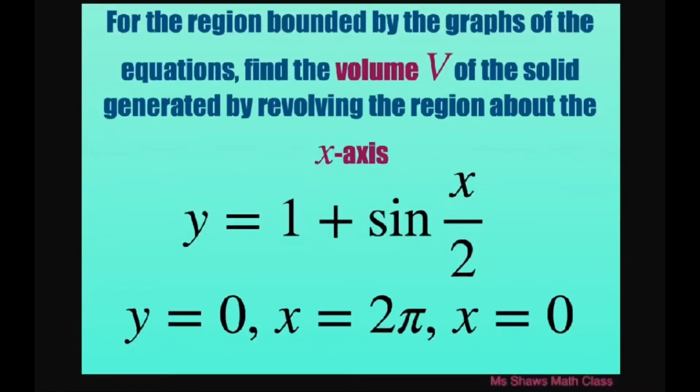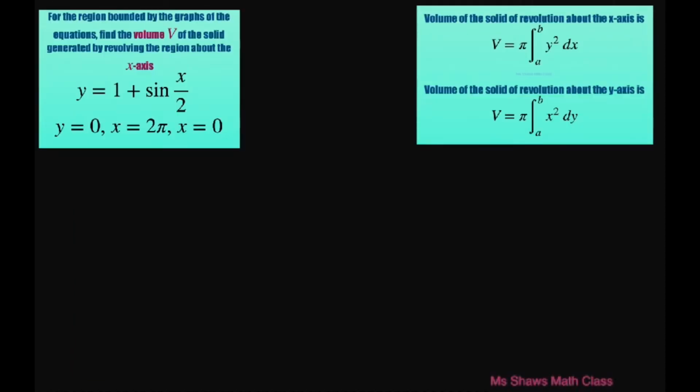Everyone. For the region bounded by the graphs of y equals 1 plus sine of x divided by 2, y equals 0, x equals 2 pi, and x equals 0, we're going to find the volume of the solid generated by revolving the region about the x-axis. We're going to use this formula here, the volume of a solid of revolution about the x-axis. We have our y here, and we're just going to have to square it.